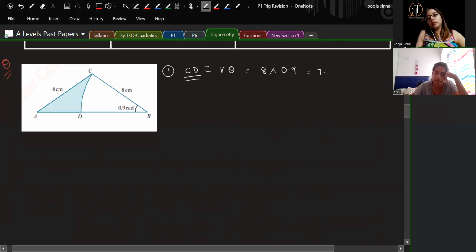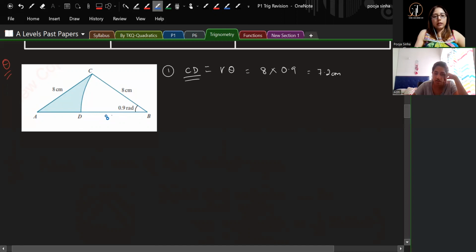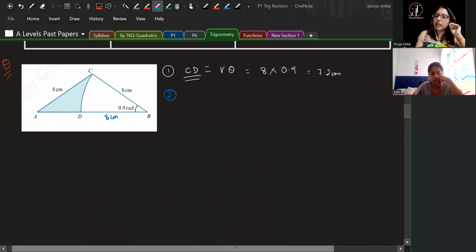Another thing is that DB would be 8 centimeters, because if you think about it, DC and DB are both radii. DB is 8 centimeters. Now the second part: we need to find out the length of AD.